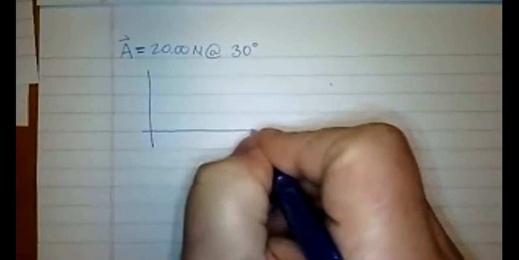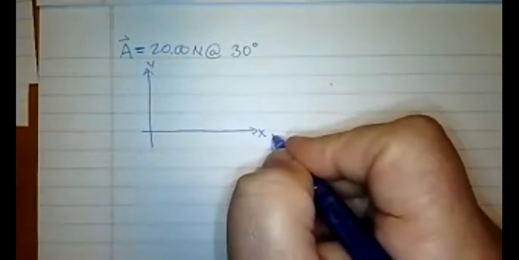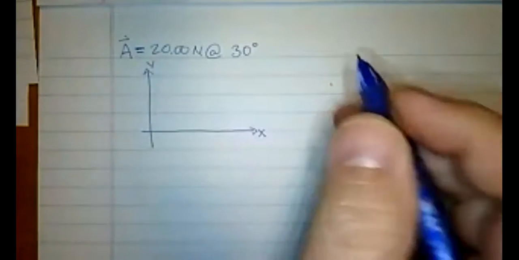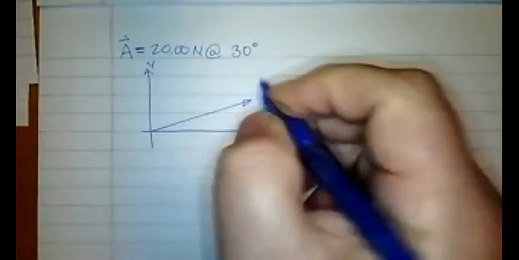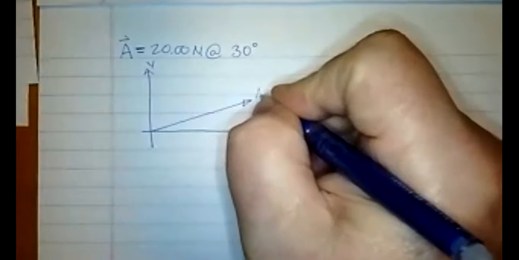So I'm going to draw my axes here. This is my x-axis. This is my y-axis. Of course, that also corresponds to east. That also corresponds to north. And as far as compass headings, that's 0 degrees, and this is 90 degrees. But the main thing is I'm doing 30 degrees, which is roughly this angle. That's going to be my vector A.